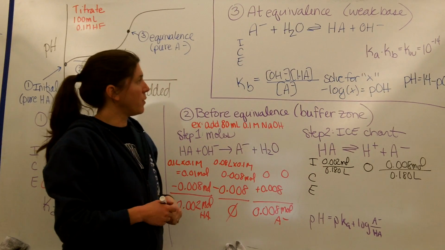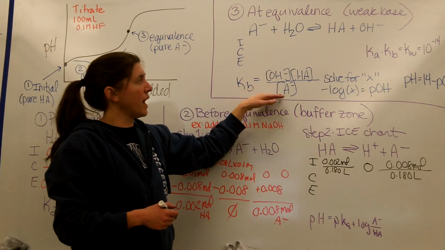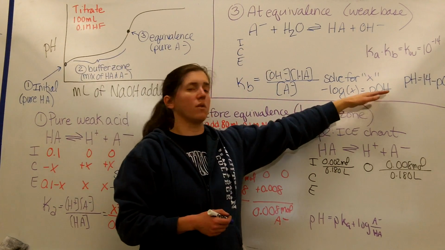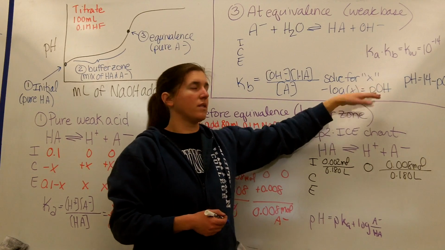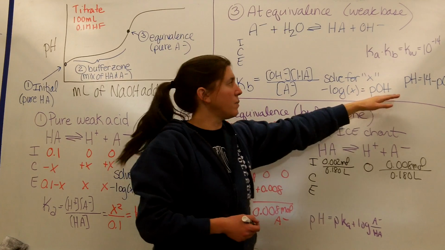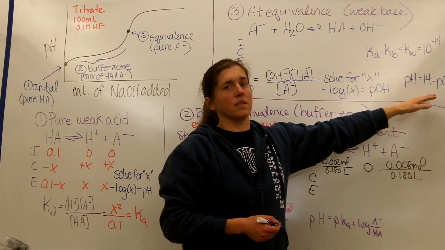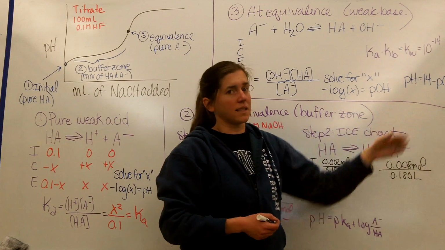Other things to watch out for, notice that in this case, if you use an ICE chart, when you solve for x, you are actually solving for the hydroxide concentration. So if you take the negative log of x, you will be getting the pOH. To find the pH, remember pOH plus pH equals 14. So don't forget to do that step.